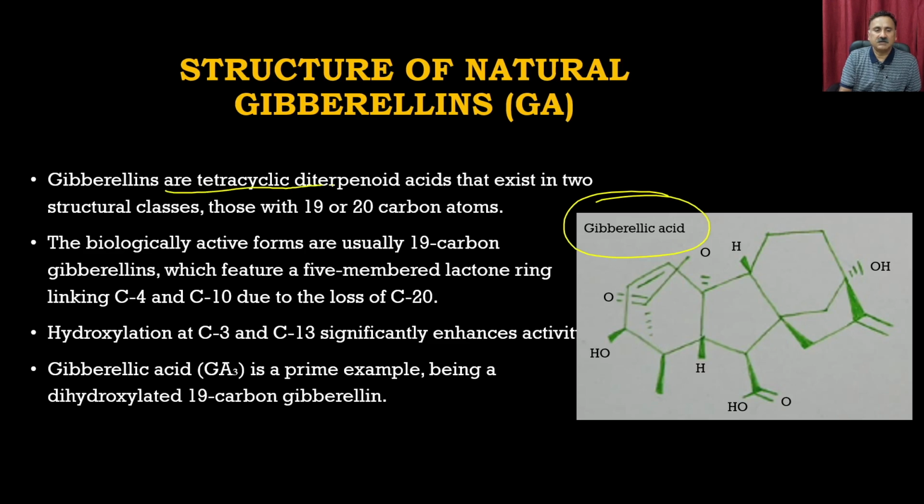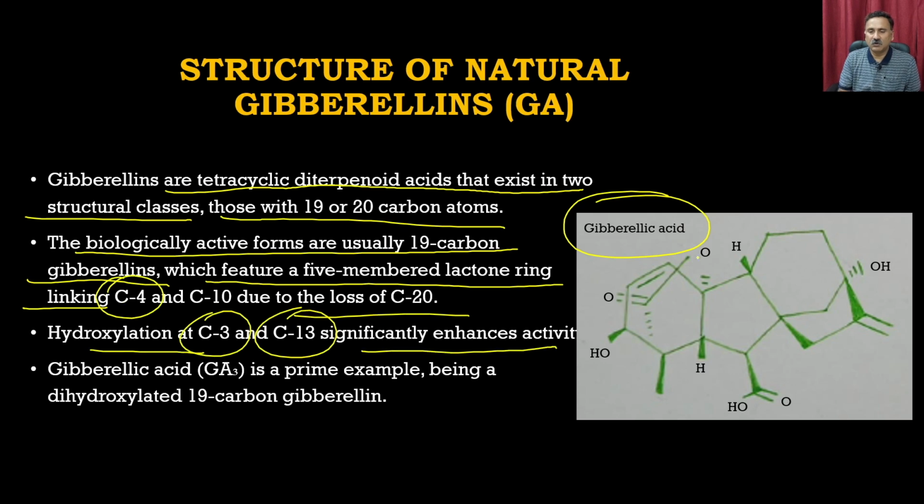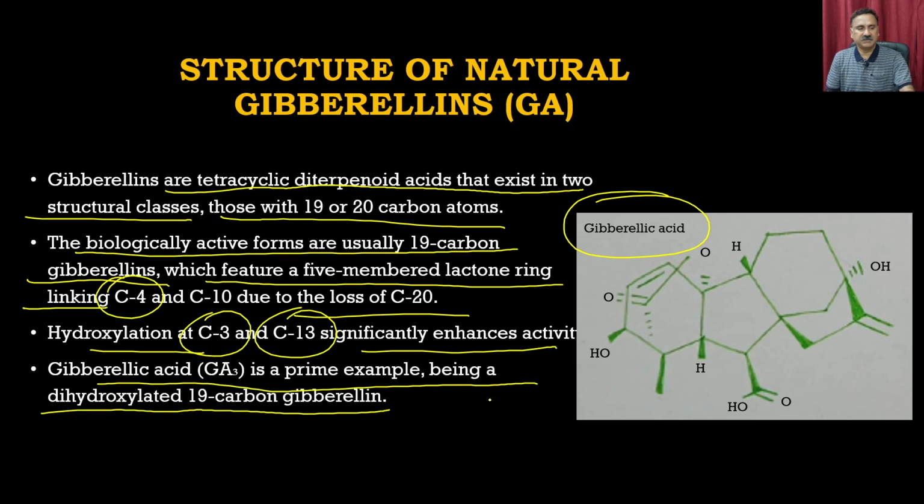Gibberellins are tetracyclic diterpenoid acids that exist in two structural classes, those with 19 or 20 carbon compounds. The biologically active forms are usually 19-carbon gibberellins, which feature a five-membered lactone ring linking C4 and C10 due to the loss of C20. Hydroxylation at C3 and C13 significantly enhances the activity of gibberellic acid. GA1 is a primary example of a dihydroxylated 19-carbon gibberellin.